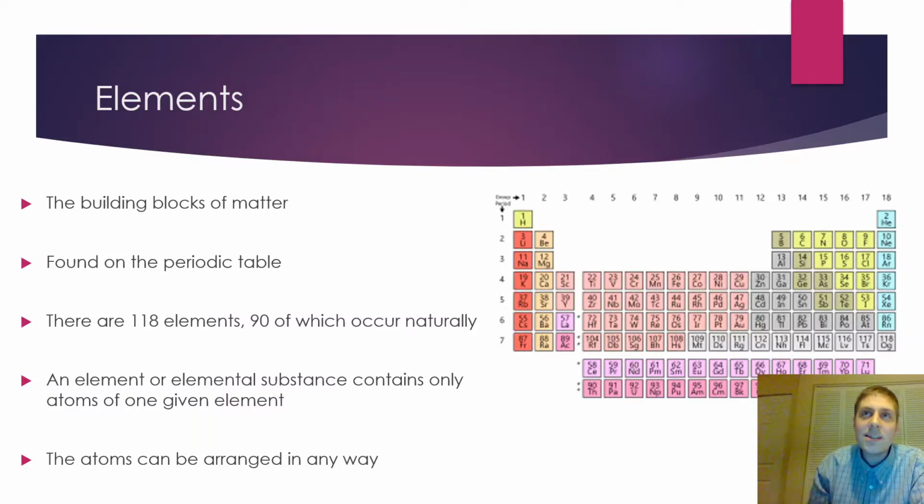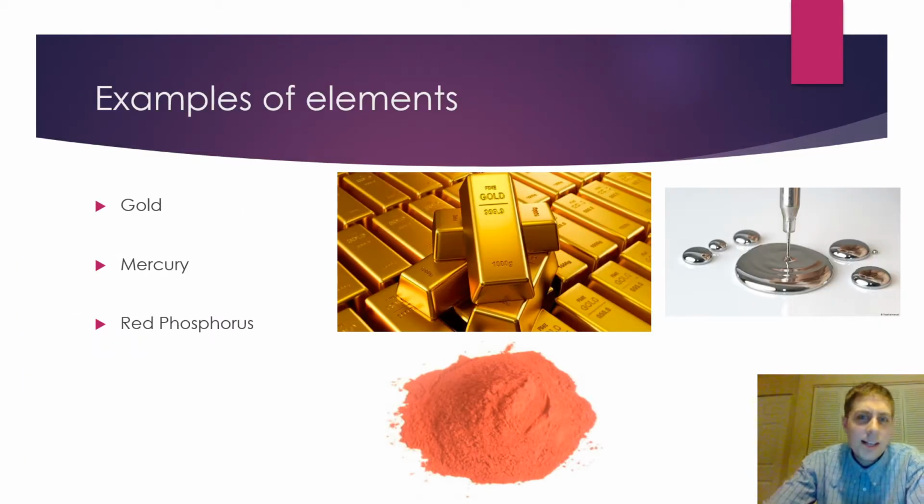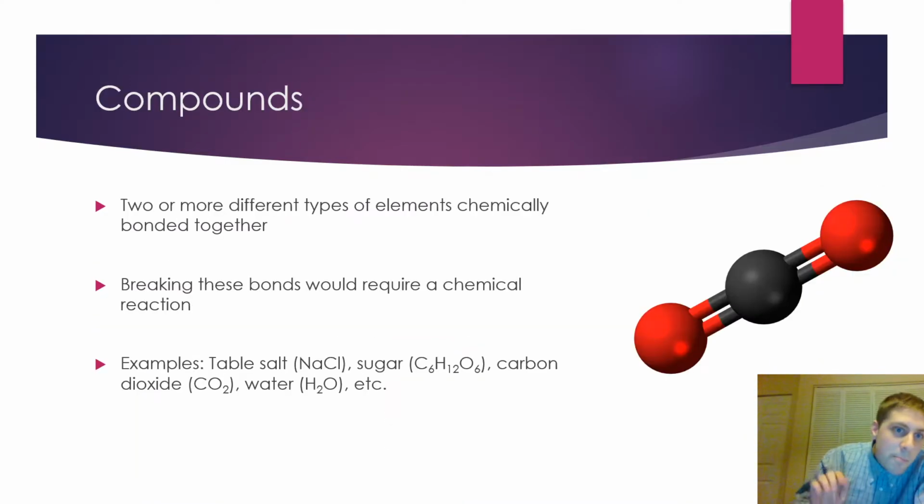So an element, or another way to put that is an elemental substance, contains only atoms of one given element, although those atoms could be arranged in a couple of different ways. For example, elemental oxygen could be O2 or it could be O3. So some examples of elements: we have gold, we have mercury, we have red phosphorus. I could go on and I could list all 118 of them, but I won't.